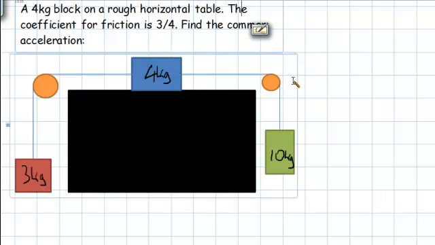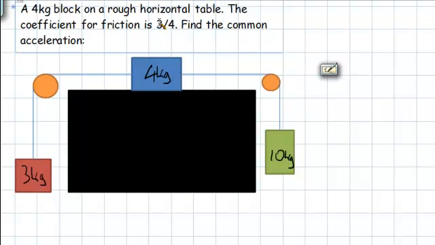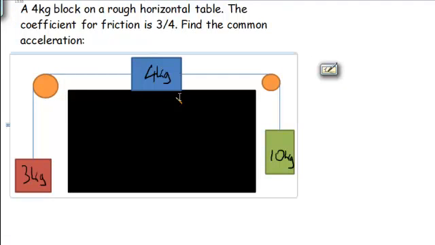So here we have a 4 kilogram block on a rough horizontal table. We're told that the coefficient of friction on the table is 3/4, and we have to find the common acceleration of the system. Now to do this, I'll get rid of the lines, so you can look better like that.